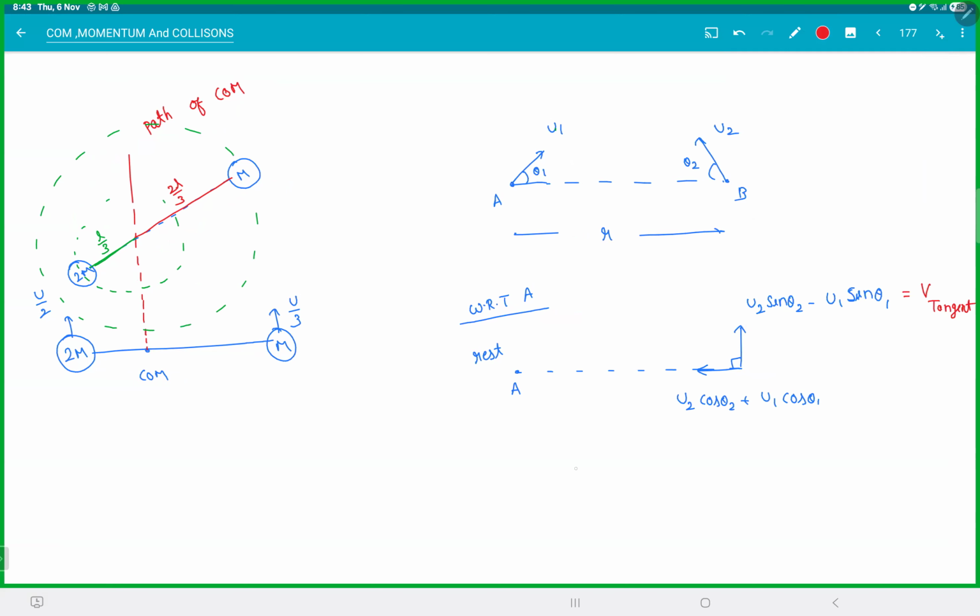Therefore, omega here in this case will be, so this is the omega, angular velocity of B as seen by A. So if you ask A, what is B doing? It will say the relative velocity is U2 sine theta 2 minus U1 sine theta 1, by distance between them r. This is a general formula whenever you want to find omega between two particles.